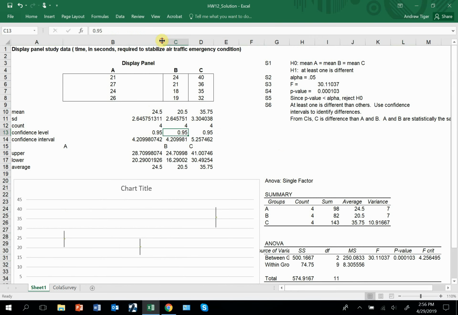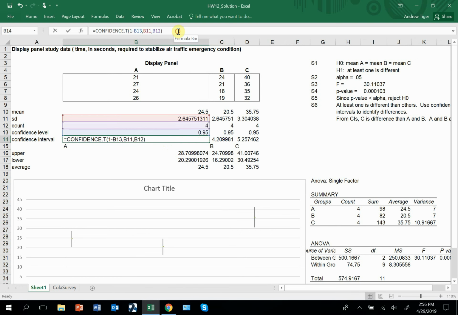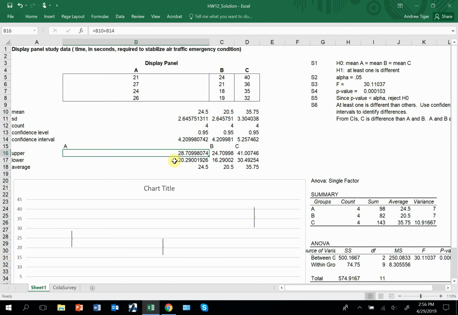There are several ways to do it. You could calculate T times S divided by the square root of N, or you can use the CONFIDENCE.T formula. The first argument is alpha, which is 1 minus the confidence. The second argument is the standard deviation. The last one is the sample size. So I reference those numbers above, and I can get an interval width. Once I have the interval width, I can take the mean plus or minus this number. There's the plus, this is the minus, this is the mean for each of these.